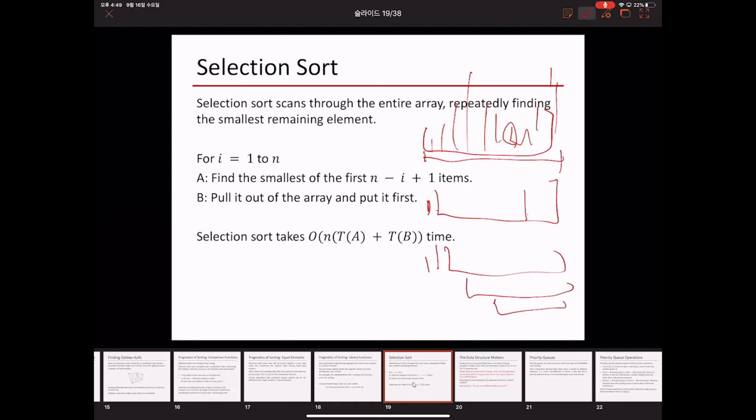So selection sort takes task A and task B. Task A is to find the smallest number in your items, pull it out of the array, and put it first. This is what we have done. So selection sort takes n times of task A and task B's summation. Okay, go back to the point.